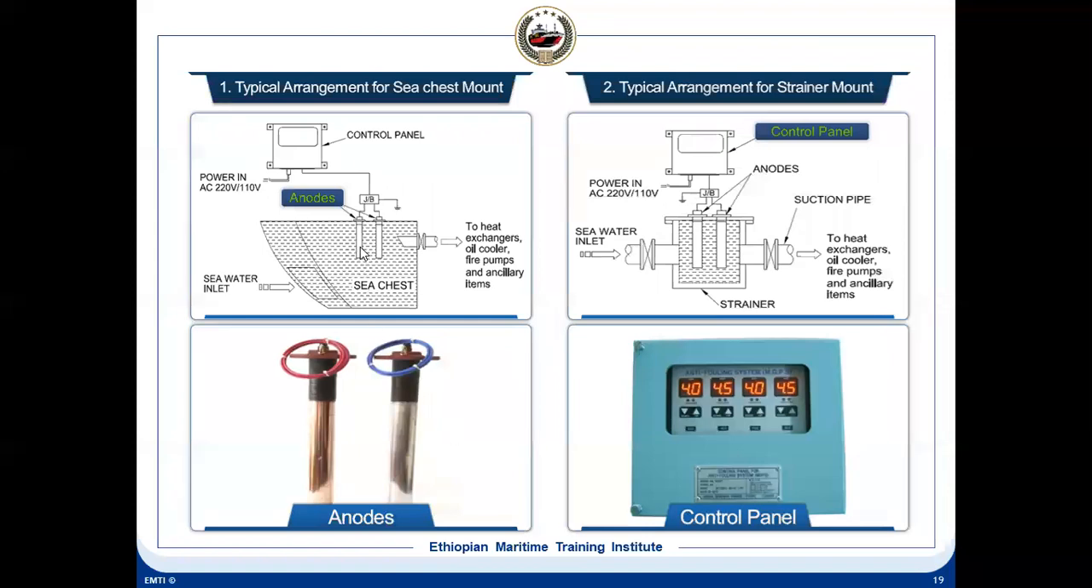Here you can see this is a sea chest. You have two anodes. One is called the Mg, one is called Tc. So Tc, one is aluminum, one is copper. This is the sea chest, and this is the control panel where you can see the current also here.